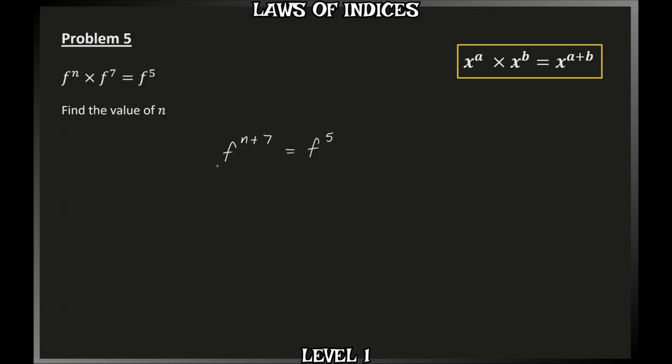Since both sides of this equation have the same base, which is f, we know that their powers must be equal to each other. So this means that n plus 7 must be equal to 5. We can now solve this equation by removing the plus 7, and we do this by subtracting 7 from the left, and also subtracting 7 from the right. On the left, 7 minus 7 is 0, so that just leaves us with n, and on the right, 5 minus 7 is minus 2. So we have our final answer for problem 5, which is n is equal to minus 2.